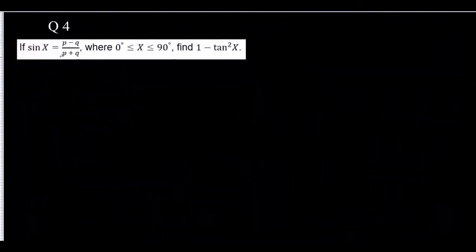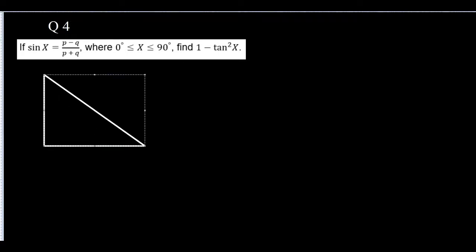In question 4, they have given sin x and they're asking us what will be 1 minus tan square x. They have given a domain 0 to 90 degrees. What they are trying to tell us is that all the ratios are positive, because in the first quadrant, 0 to 90 degrees, every ratio is positive, so that is just information. Alright, so let me use this by drawing a right angle triangle.